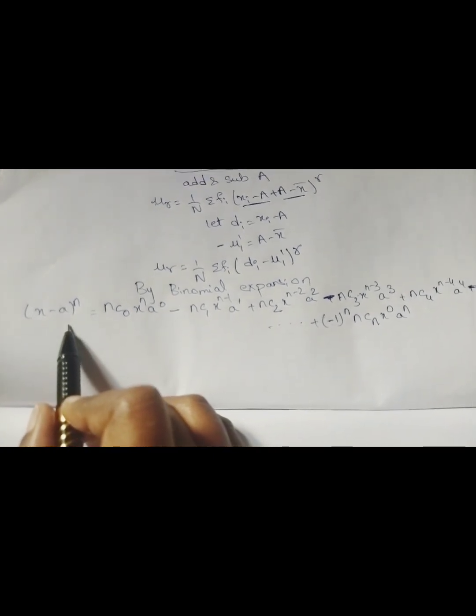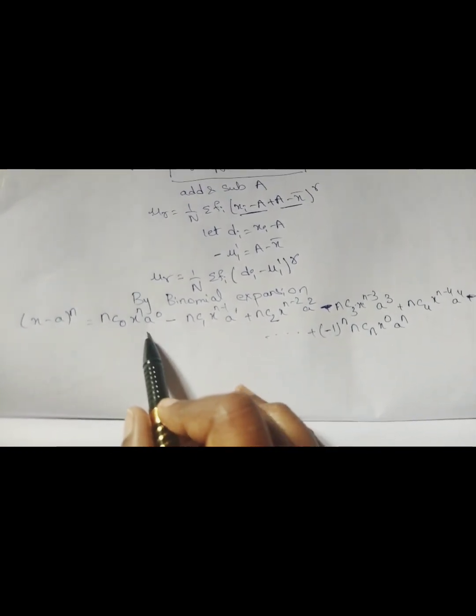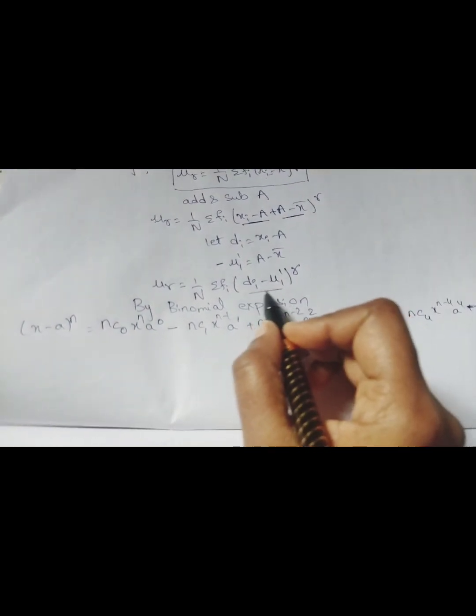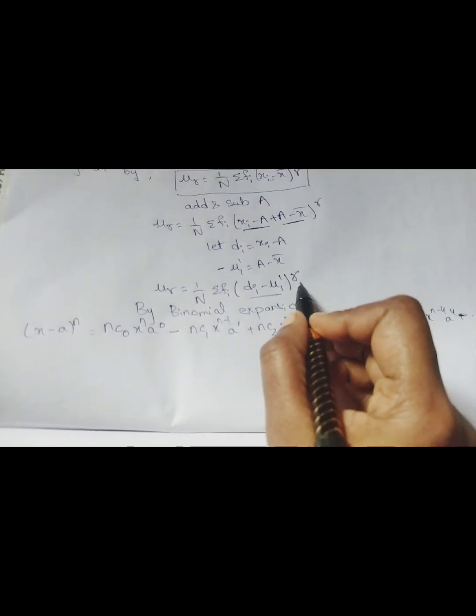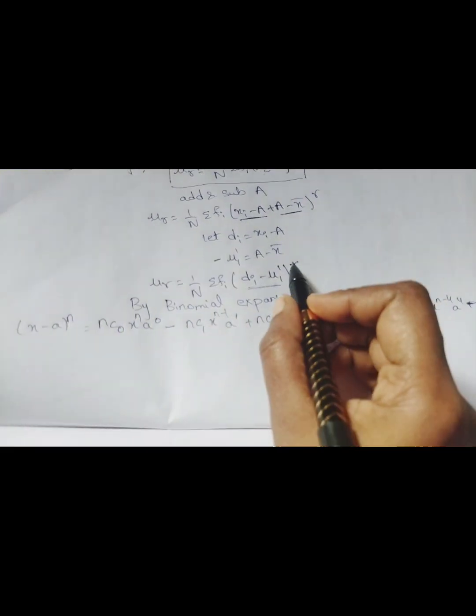As we are using (x minus a) whole power n, we get alternating positive and negative signs, plus and minus. The same formula you can apply now to (d minus mu 1 dash) whole power r. In place of x you can substitute di, in place of a you can substitute mu 1 dash, and in place of n you can substitute r.